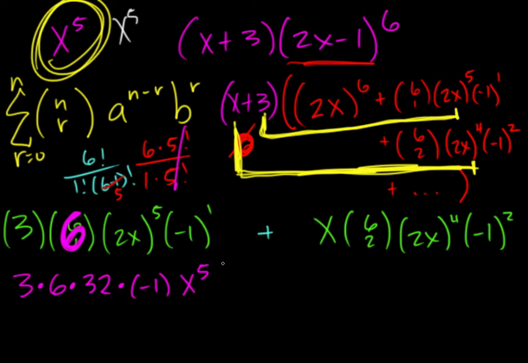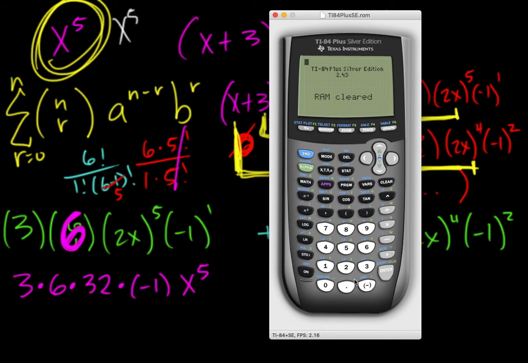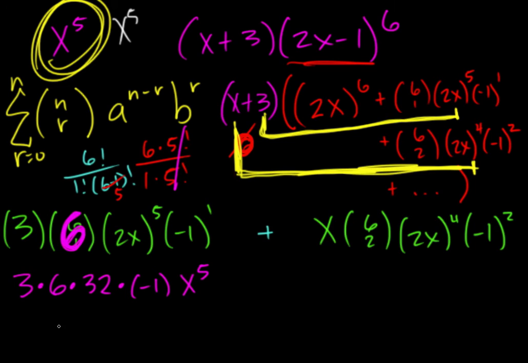Let me just get my calculator out. So 3 times 6 times 32 gives us 576, and that would be negative. Alright, so we got that.